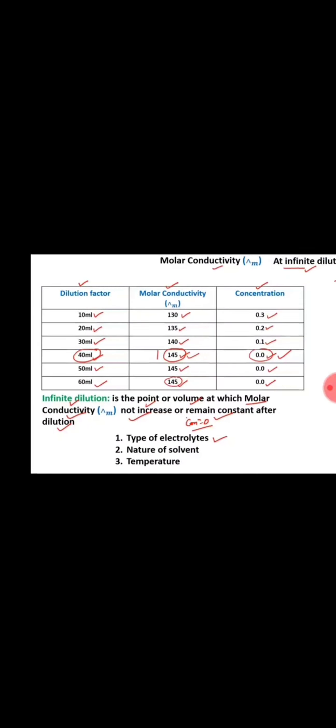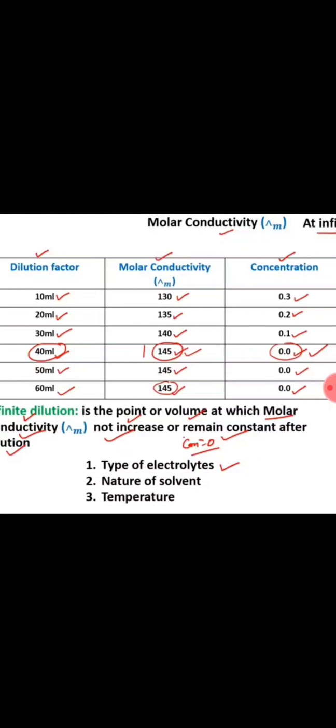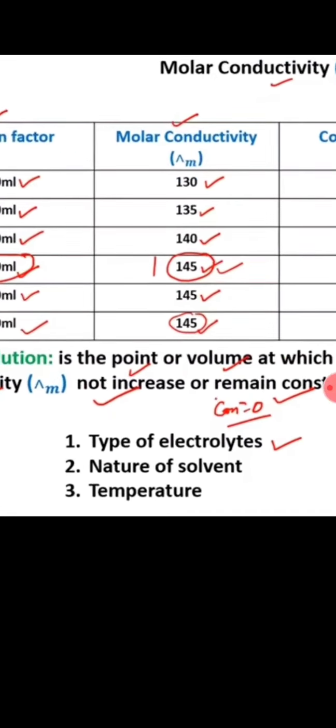Now moving forward. The value of molar conductivity at infinite dilution depends upon three factors. The first factor is the type of electrolytes. That is, there are different types of electrolytes. Obviously, the value of molar conductivity will depend upon the type of electrolyte, and it depends upon the nature of the solvent, whether it is water or some other solvent, and it depends upon temperature. So these are the factors on which the value of molar conductivity at infinite dilution will depend.